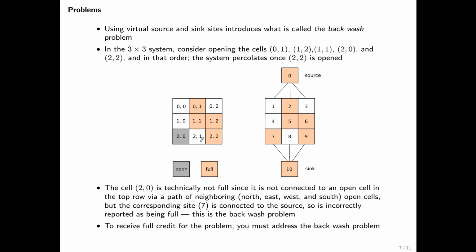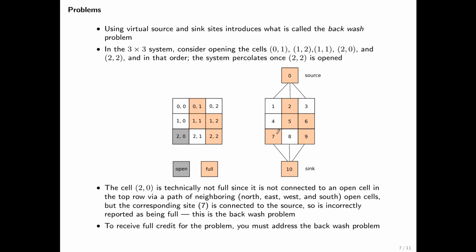So the system percolates. But since we are using this union find data structure along with these virtual source and sink sites, what happens is, since we have connected all the open sites in the bottom row to the sink site, when you open this cell, it gets flooded. Okay, and you can see that here. It's in this yellow color. But in the percolation system, 2, 0 is really not a full site because something that you pour here cannot get to the cell 2, 0. But because of this approach that we used with the virtual source and sink sites, we have this problem of backwash. Okay, so the stuff that you pour here comes all the way to the sink, and then it floods back into this open cell.